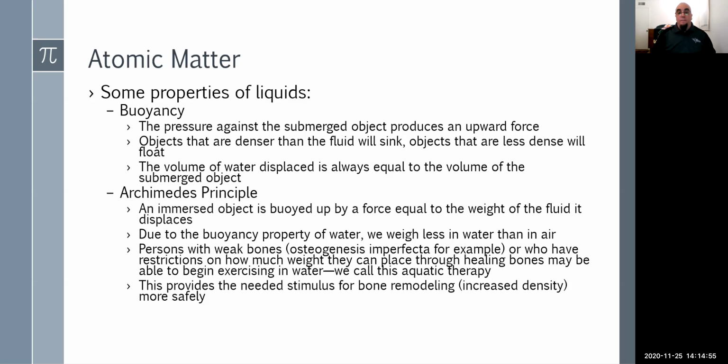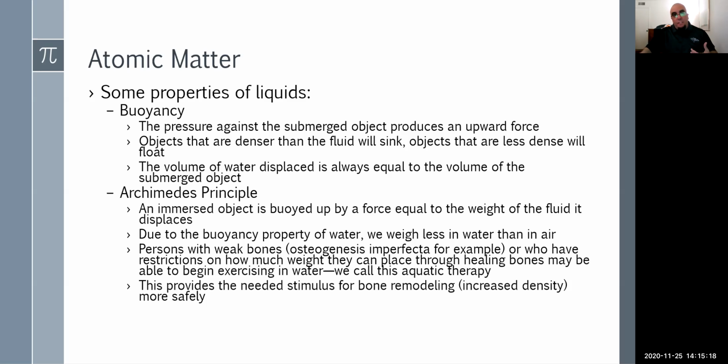Getting them in the pool can be fun, but once they get them in the pool, they're able to do a lot more of their exercise with less effort because of that effect of buoyancy and the operant of Archimedes' principle. And when we talked about density of bones, the easiest way to increase the density of your bones is by increasing weight bearing.